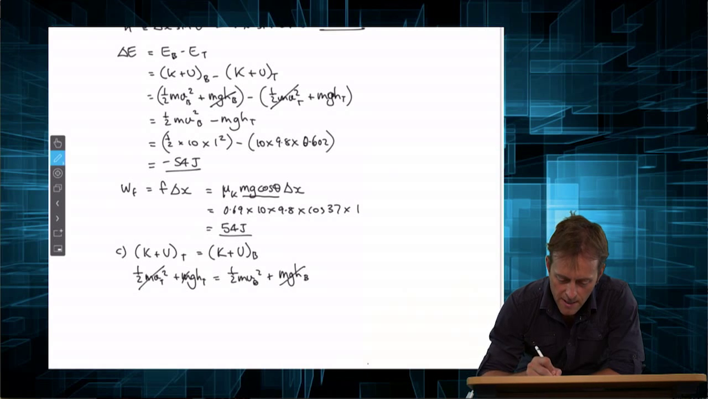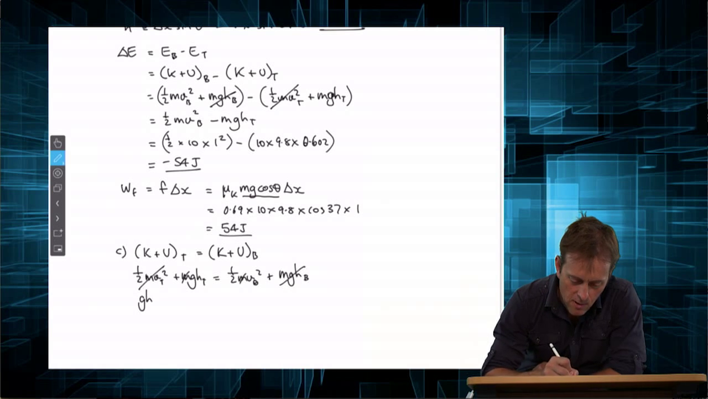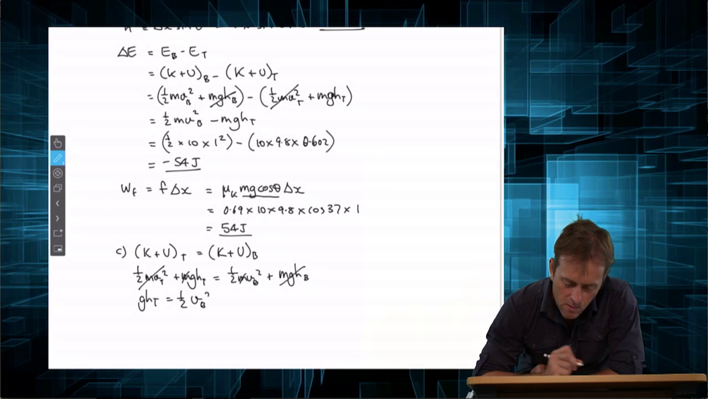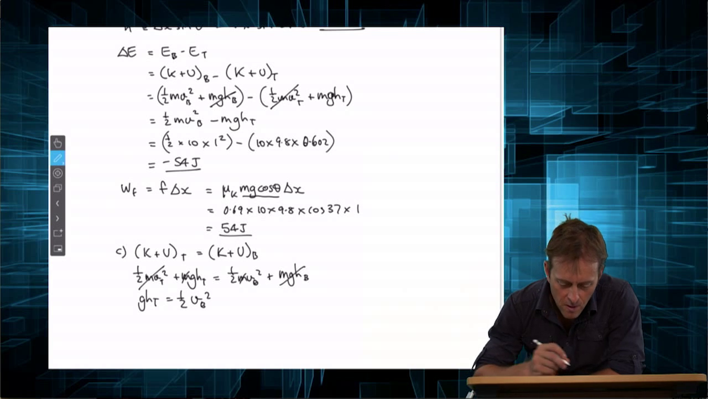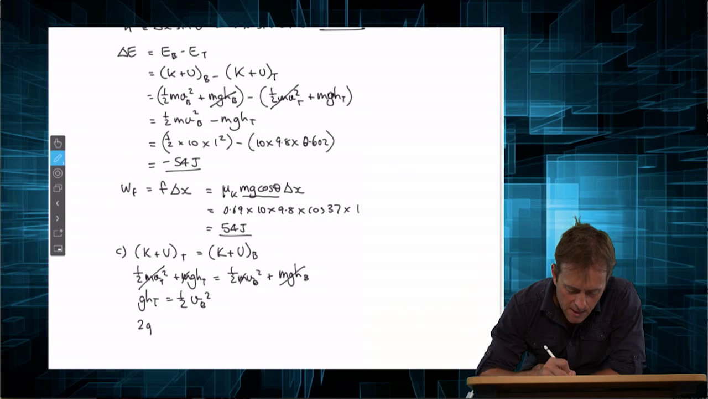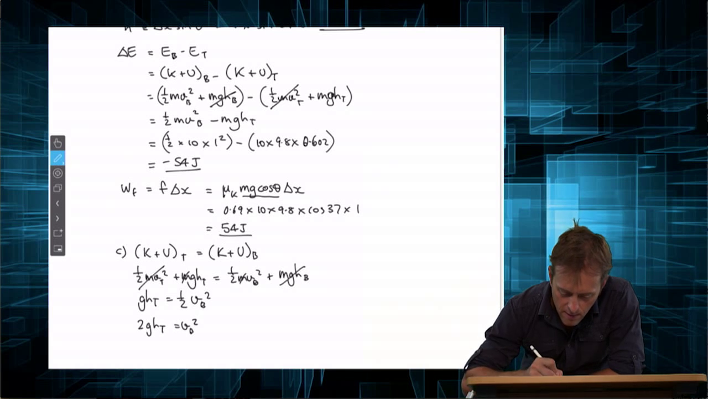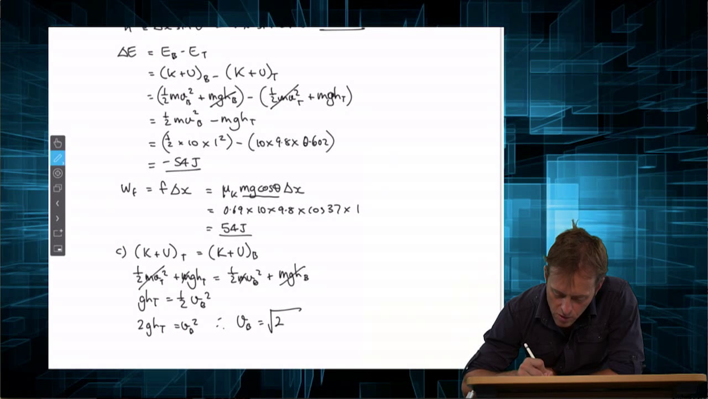The m's cancel nicely, and we get g h at the top equals half v_b squared. We're trying to solve for v_b squared. It's quite trivial to do this now. We just get 2 g h_t equals v_b squared. Therefore, v_b equals the square root of 2 g h_t.